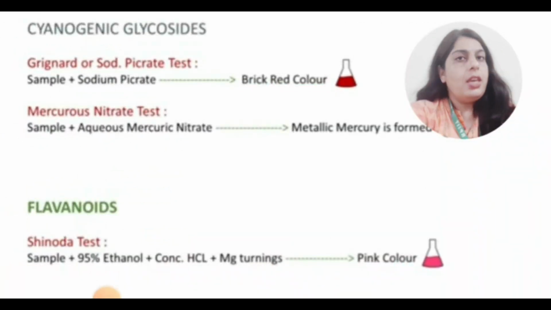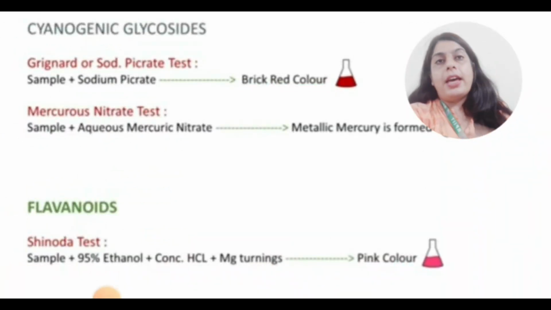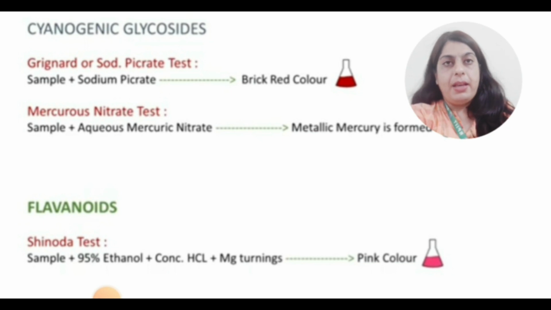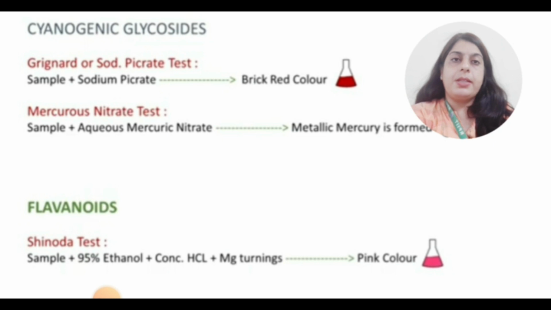Now we will go to the cyanogenetic glycoside tests. They include the Grignard reagent test or sodium picrate test, and second, the mercurous nitrate test. In the sodium picrate test, the sample is mixed with a few drops of sodium picrate. If a brick red color appears, it means cyanogenetic glycosides are present. In the mercuric nitrate test, aqueous mercuric nitrate is mixed with the sample and a metallic mercury color is formed. It means cyanogenetic glycosides are present in the sample.